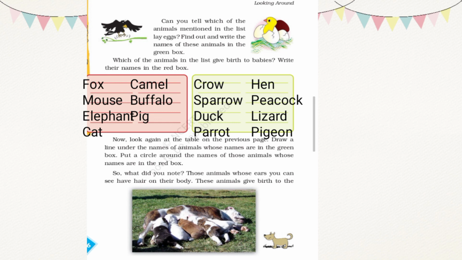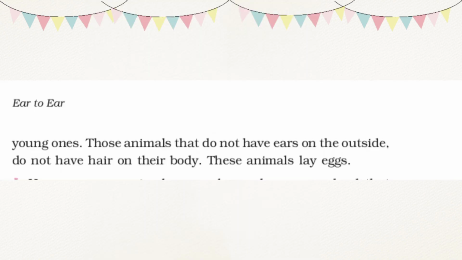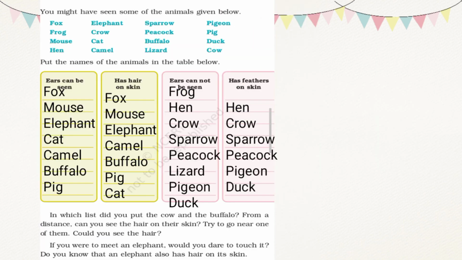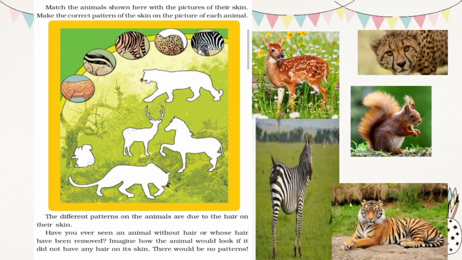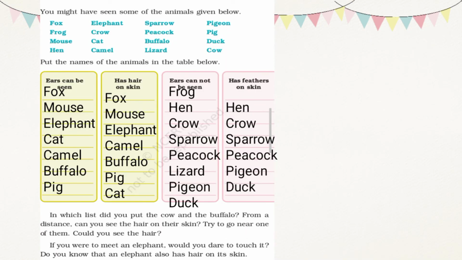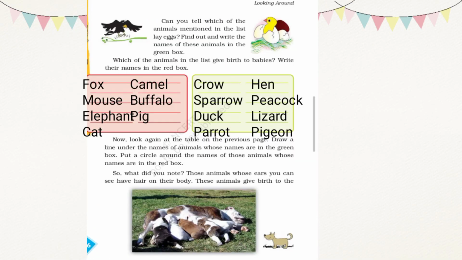Yes, this is true. The animals whose ears we can see have hairs on their body, and they give birth to their young ones. But the animals whose ears we cannot see have feathers on their body, and those animals lay eggs. So this was about the ears of the animal. Animals have different types of ears, feathers or hairs on their body, and some lay eggs and some give birth to their young ones.